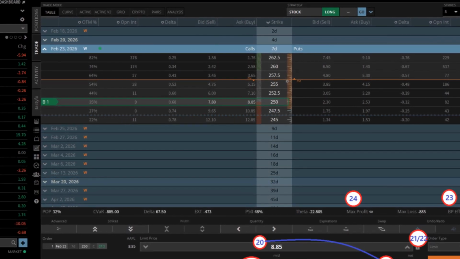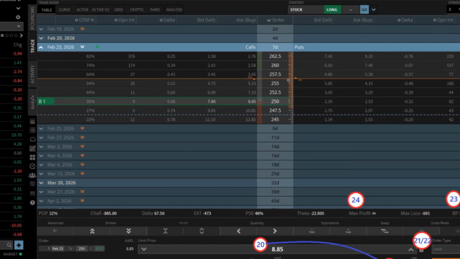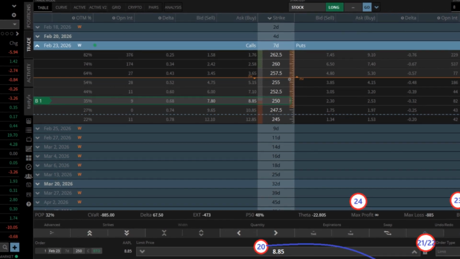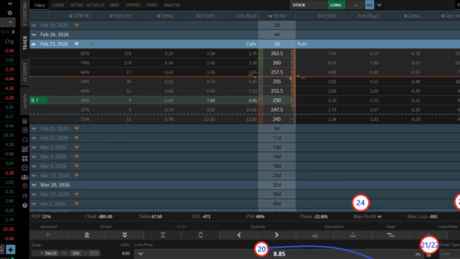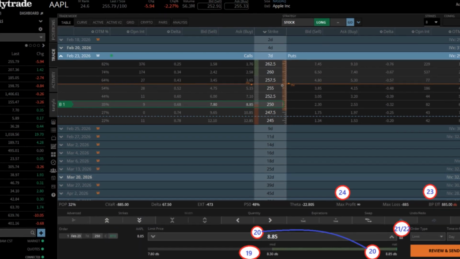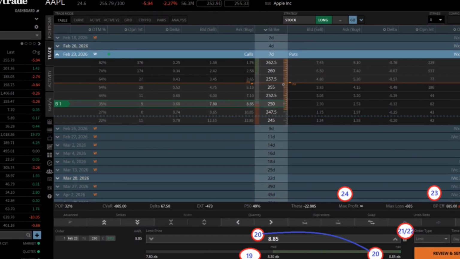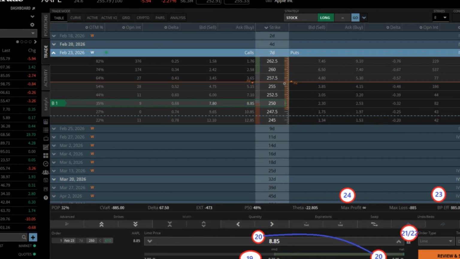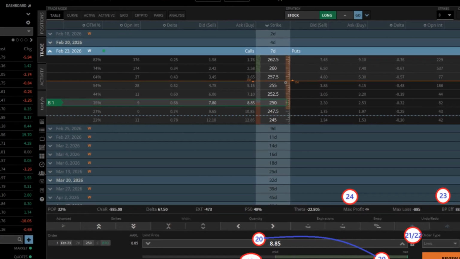21. Order type, limit order. What it means: you choose the exact price you want. Why it matters to you: this gives you full control over your entry cost and exit price. Simple rule for beginners: always start with limit orders, not market orders.